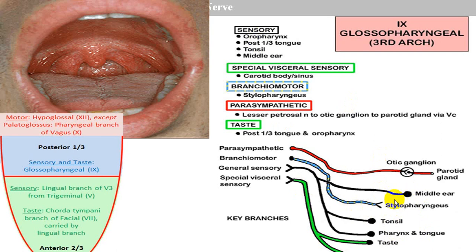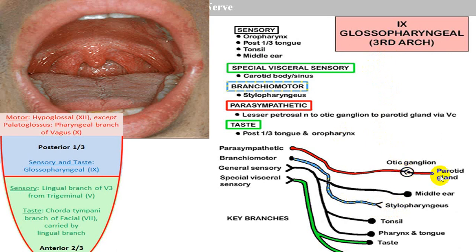We take advantage of the sensory supply to the pharynx in the form of the gag reflex. When you touch the pharynx, you get a gag reflex. And you will also have an elevation of the soft palate, that is the stylopharyngeus muscle. This is the only muscle it supplies, the stylopharyngeus muscle, which takes part in elevation of the soft palate.